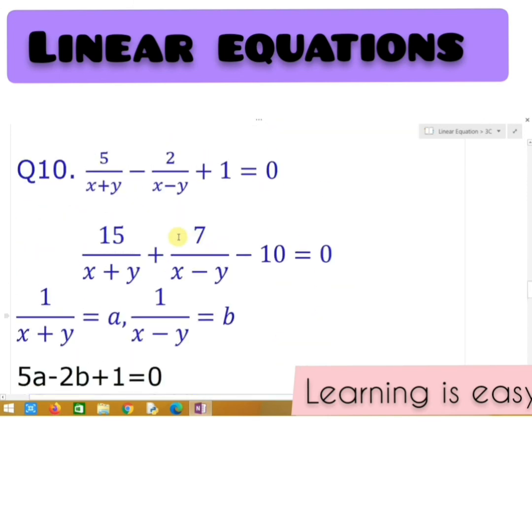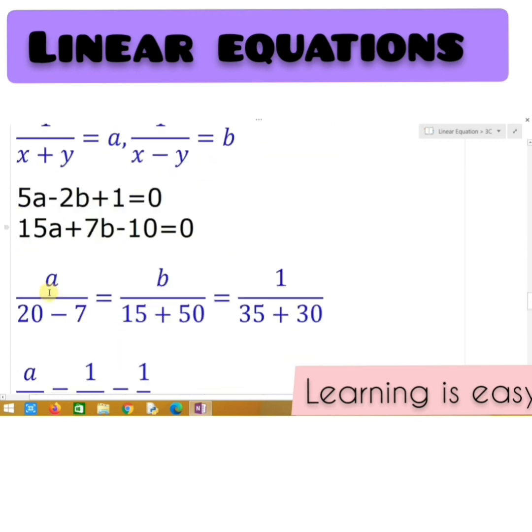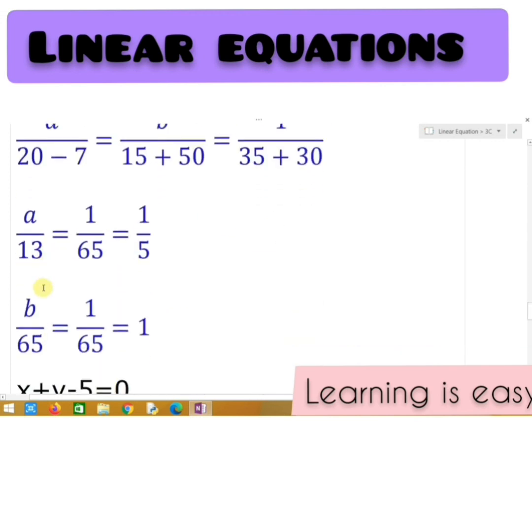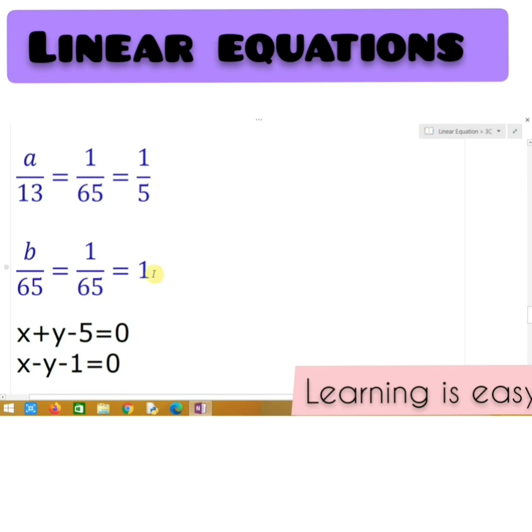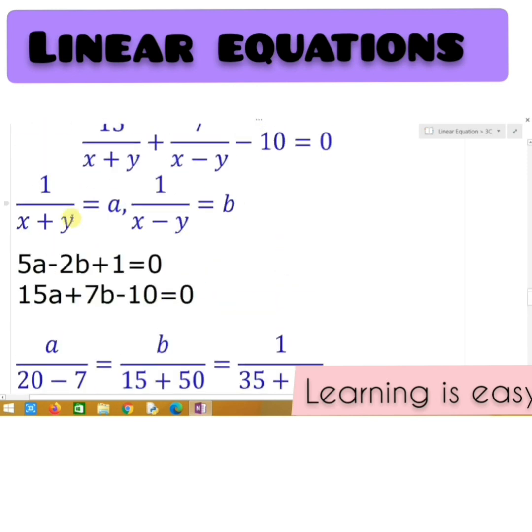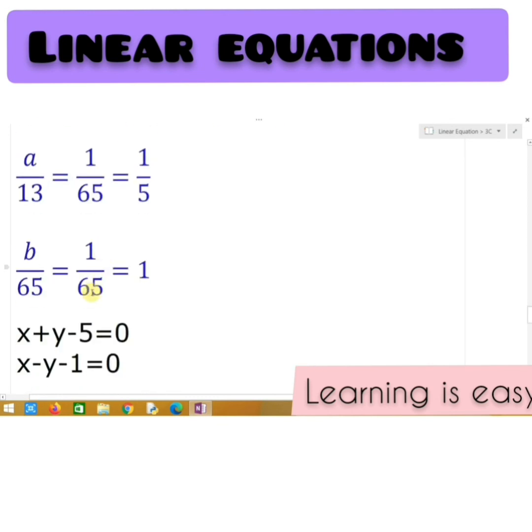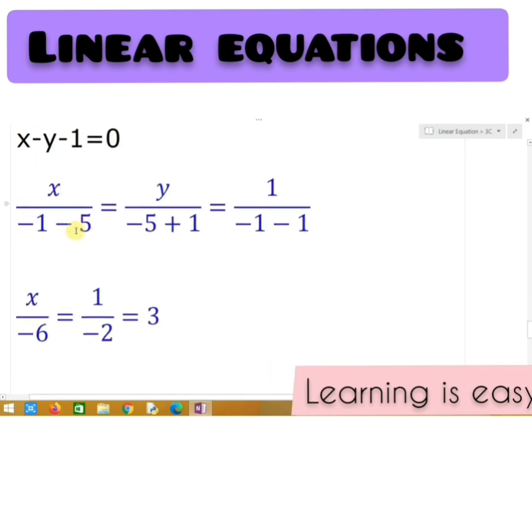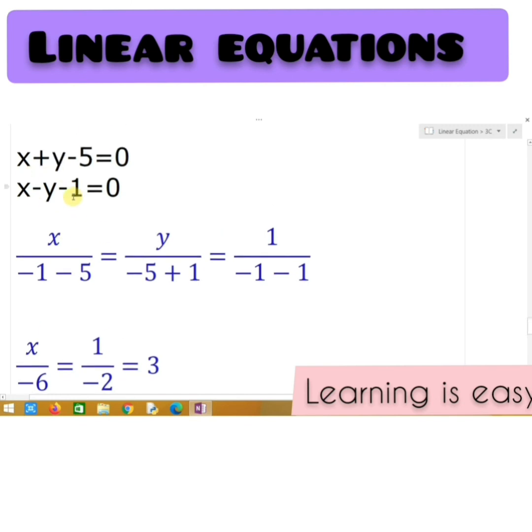First we are just assuming it as a and b, two new variables, and applying the cross multiplication, and then we get the value of a and b. Then we are using the new equation to get the value of x and y. I believe this is useful.